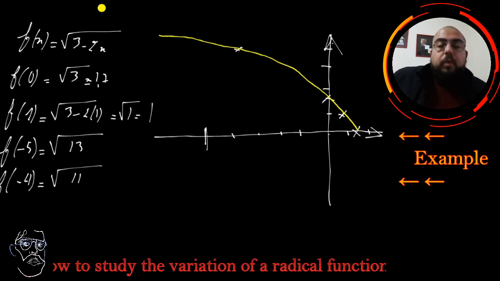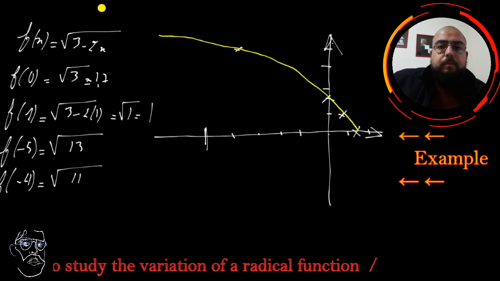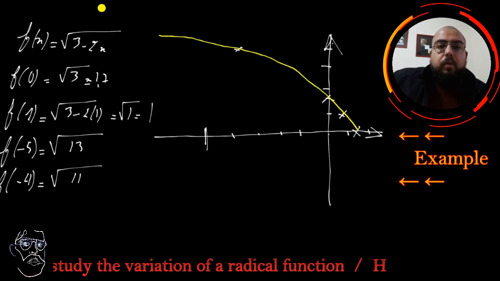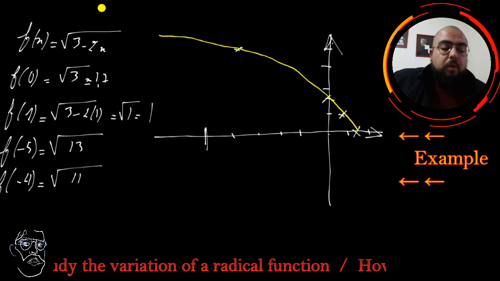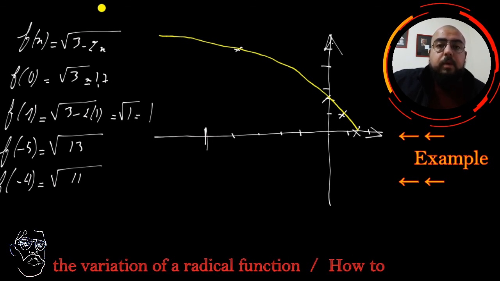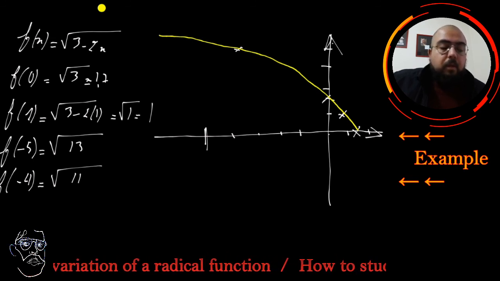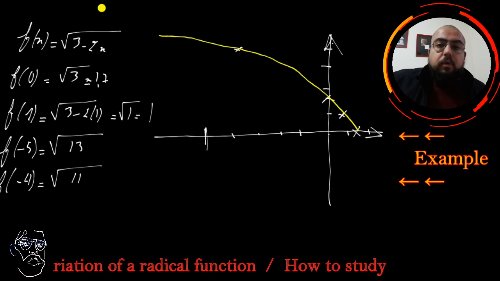So yeah, we took 3 examples of radical function, or simply if we can say irrational functions, and we studied the derivative, the variation, plus we were able to draw the representative curve. That's it for the radical function.